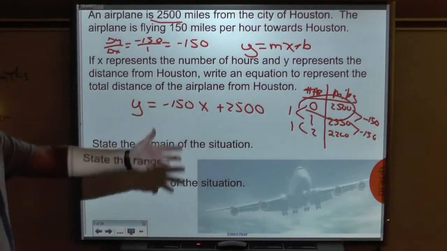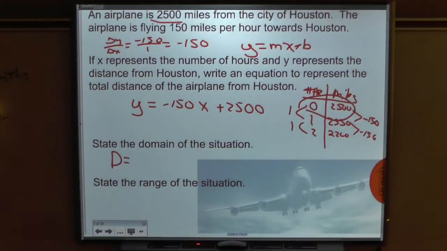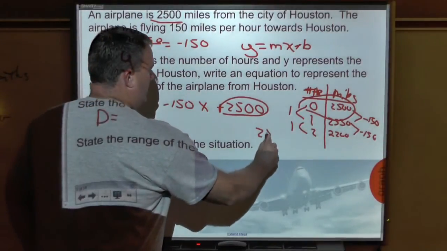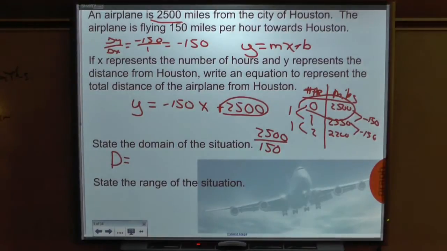it's going to take them a certain amount of time to get home. Well, you take the 2,500. How long is it going to take them to get back? If you take the number of miles divided by how fast he's going, you can get how long it takes him to get back. So 2,500 divided by 150, well, that's close to 17 hours.